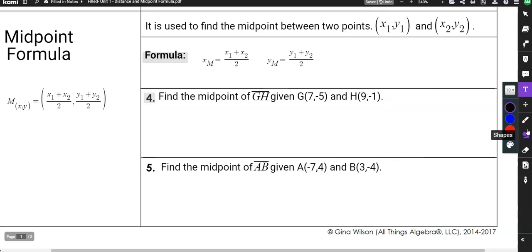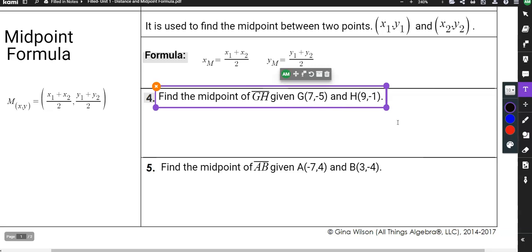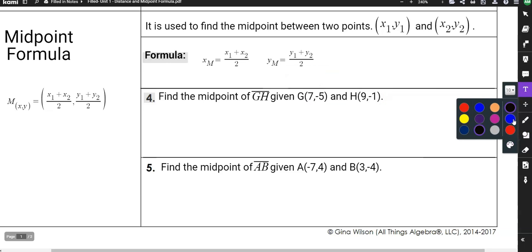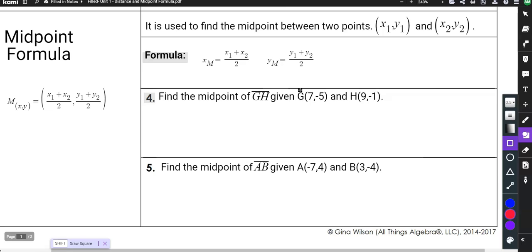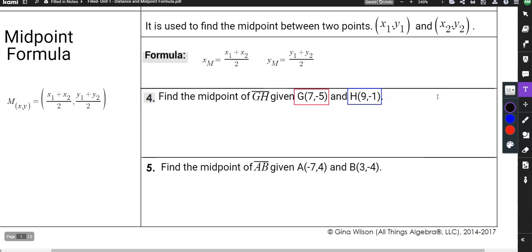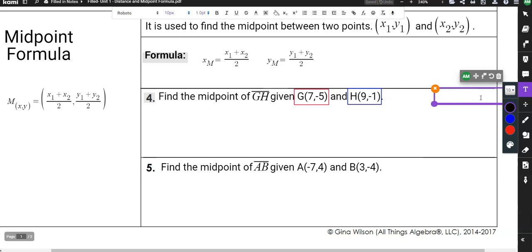So up first we have number 4, which says find the midpoint of segment GH given that G is 7, -5 and H is 9, -1. Now again, we need to make sure that we highlight the points. It doesn't matter which one's 1 and which one's 2. I just tend to go left to right. We're going to list our givens, and I'm going to do that on this right hand side where there's more space.